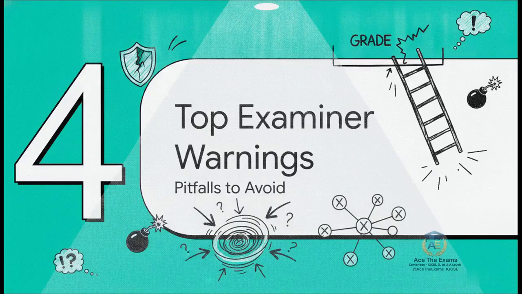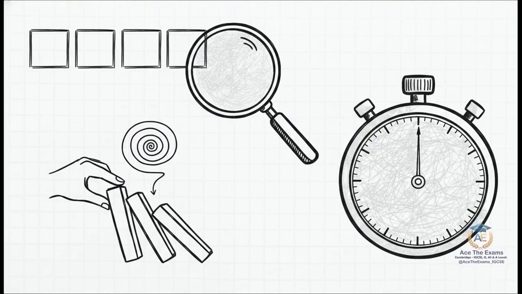All right, let's jump into Section 4, Top 3 Examiner Warnings. Because even with a solid framework, you absolutely need to know where others fail. Let's treat this like an interactive workshop. We are going to look at the specific pitfalls that destroy grade boundaries, pulled directly from principal examiner reports. You have to avoid these 3 major traps.